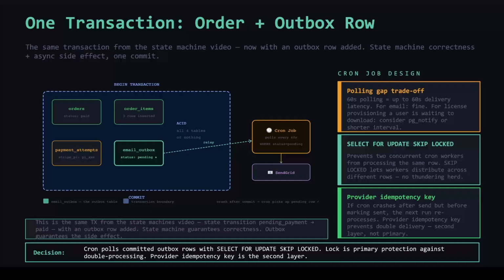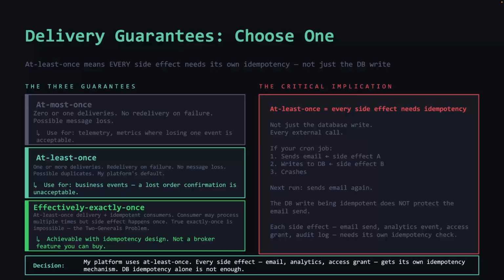The lock is primary. Delivery guarantees. 3 delivery guarantees in asynchronous systems. You have to choose one. At most once. 0 or 1 deliveries. No redelivery on failure. Possible message loss. Used for telemetry and metrics where losing one event is acceptable and duplicates cause more problems than losses.